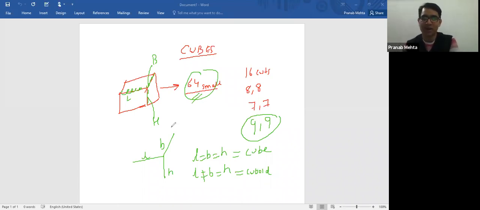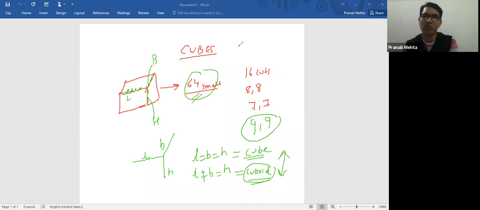We have length, breadth, and height. As I said, when we are dealing with a cube, this is length, this is breadth, and this is height. Length, breadth, and height are the same in the case of a cube. In the case of a cuboid, all three of them can be different, or two of them are the same and different from the third. Length may not be equal to breadth, but breadth can be equal to height. In that case it becomes a cuboid, it won't remain a cube. Apart from this, the rest of the things remain the same between cube and cuboid.